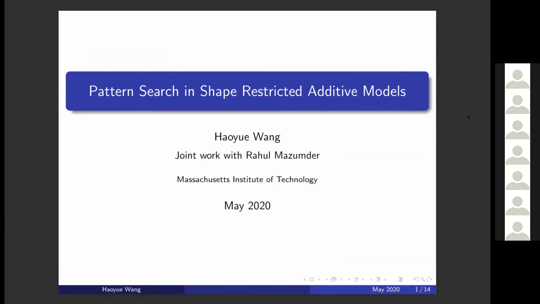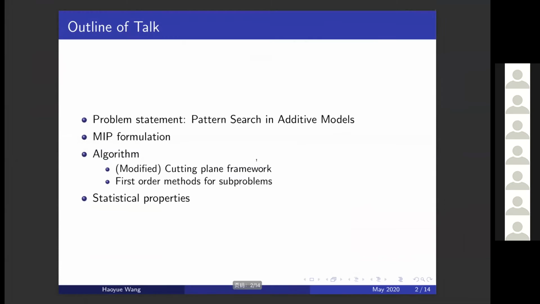I'm very happy to share our current work on pattern search in shape restrictions of additive models. This is joint work with my advisor, Rahul Mazumdar. As an overview, we first introduce the problem and formulate it as a MIP, then we talk about our algorithms. Finally, we also mention some statistical properties of this problem.